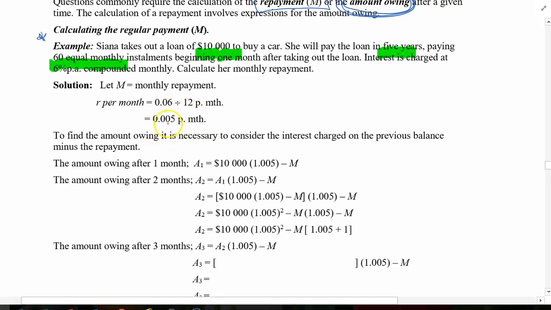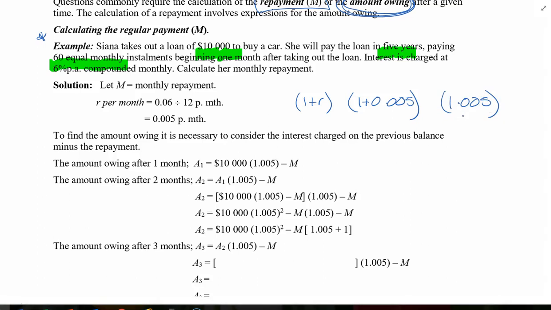And that works out to be this nice decimal, which will be lovely in our 1 plus R. It will become 1 plus 0.005, which is simply 1.005. So where you see 1.005, it is replacing 1 plus R.